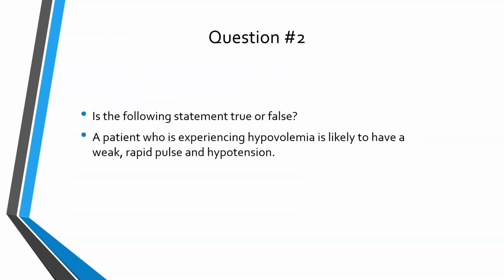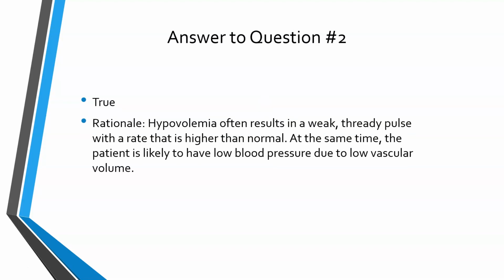So is the following statement true or false? A patient who's experiencing hypovolemia is likely to have a weak, rapid pulse and hypotension. True. Hypovolemia often results in a weak, thready pulse with a rate that is higher than normal. At the same time, the patient is likely to have low blood pressure due to low vascular volume.